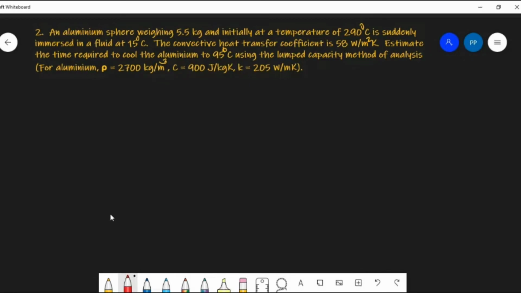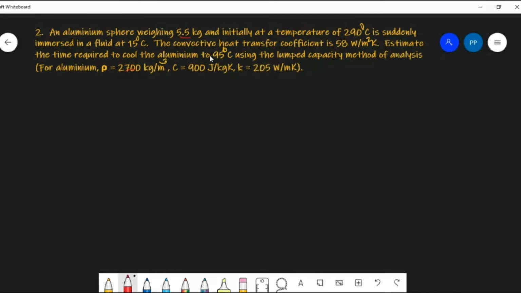Okay, but to calculate the time constant, we need to calculate the characteristic length, LC. So here in the problem, they have given the weight and they have given the density. They haven't given the volume or radius or any other thing. So with the help of the weight and density, we need to calculate the volume. Once you know the volume, using the volume equation, we need to find out the radius. So once you know the radius, then you can calculate the characteristic length. That is the only difference in this problem.